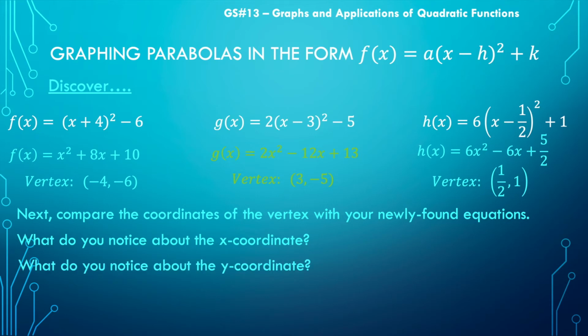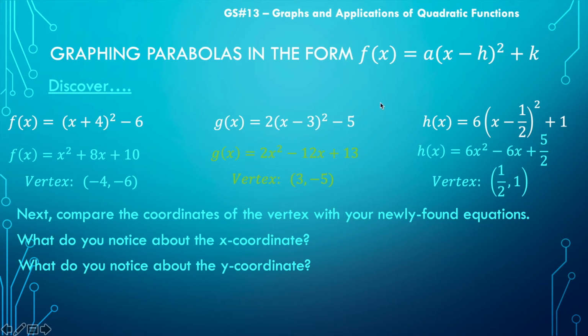And you probably notice that the x of our vertex is what's inside the parentheses with x, except it's the opposite sign. So it's like taking what's inside the parentheses and setting it equal to 0 and solving. Okay, now what about the y? The y is what ends up on the outside of what's being squared, and there's no sign change at all. But you notice that's true with all of these.